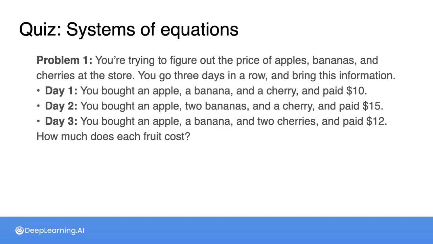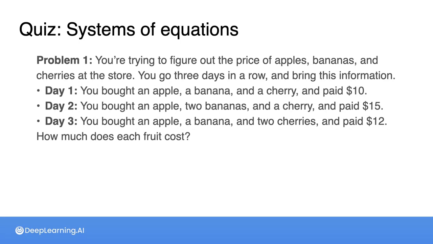defined in 3x3 matrices. To start, you'll be solving your first system of 3 equations with 3 unknowns, and the problem is a familiar one. You're in a similar store as before, but now your goal is to find the prices of 3 items: an apple, a banana, and a cherry. So you go to the store 3 days in a row.